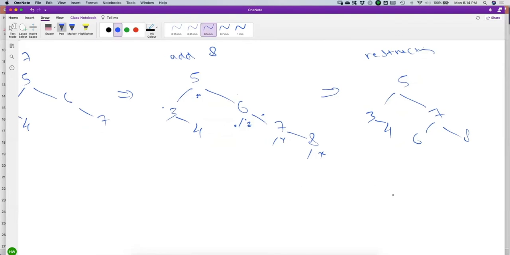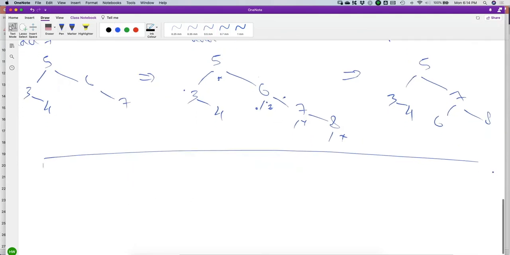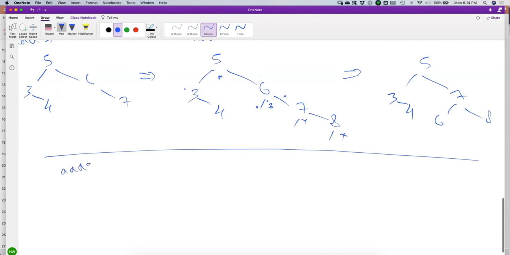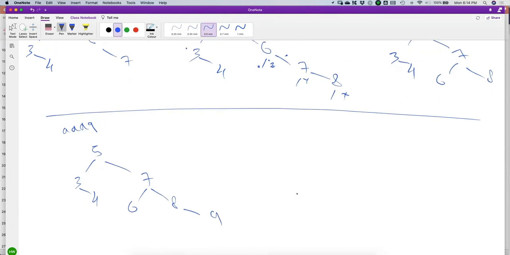And what we're going to do now is we're going to add 9 to that. And that is 5, 3 and 4, 7, 6 and 8, and now 9, right? Now, at this point of time, we see that the heights are still balanced, right? Because we don't have any particular subtree that has a height difference of more than 1. So in this case, for example, this is 1, this is 2, right? It's children of 7. On this side, this is 2. On this side, this is 3, so still not a problem.